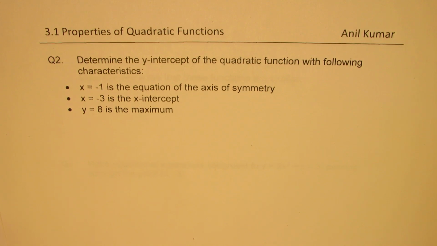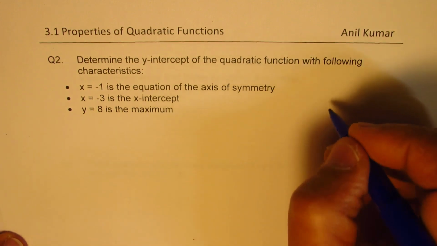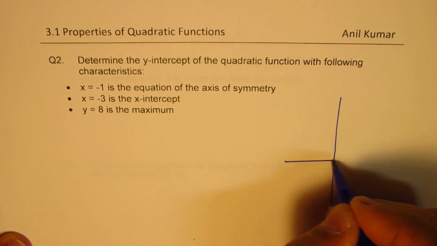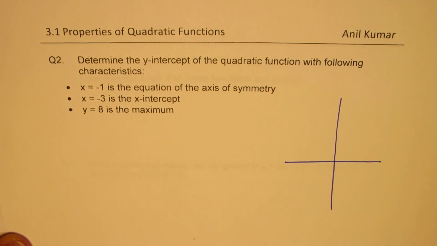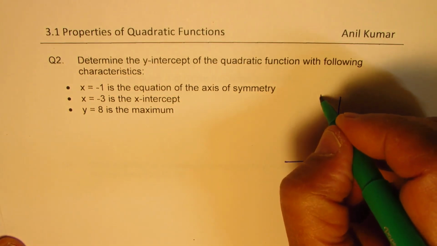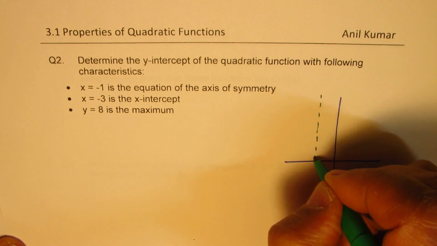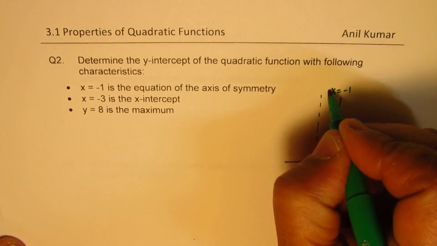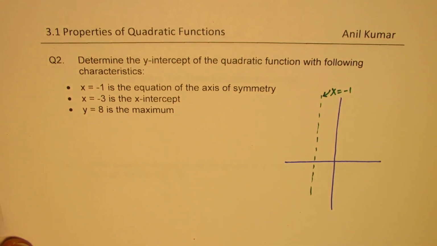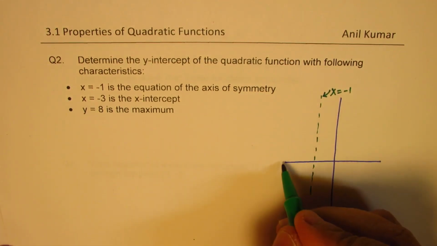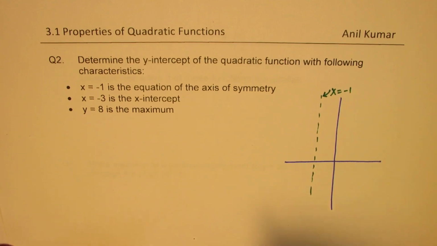So let me try to sketch this particular function so that we understand it better, and then we'll see how to solve it. So since we have an axis given at x equals minus 1, let's say this is your axis, which is at x equals minus 1, right? So that is the axis. We have one x-intercept at minus 3. So let me just extend this side.